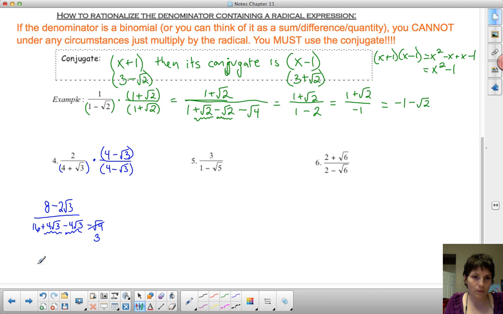So that in this problem, 8 minus 2 root 3, all over 16 minus 3, over 13. Can I simplify my fraction? Nope. So I'm all done. And that's my final answer. 8 minus 2 root 3 all over 13.